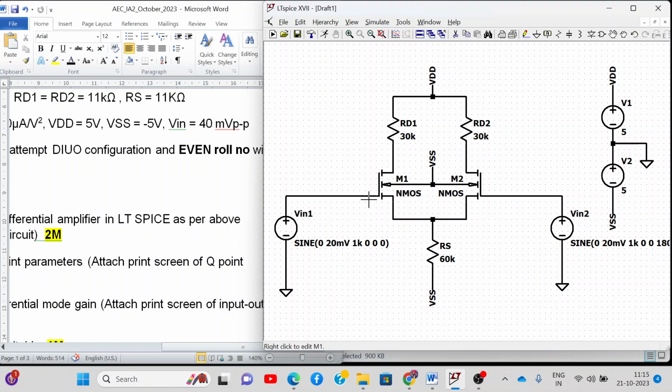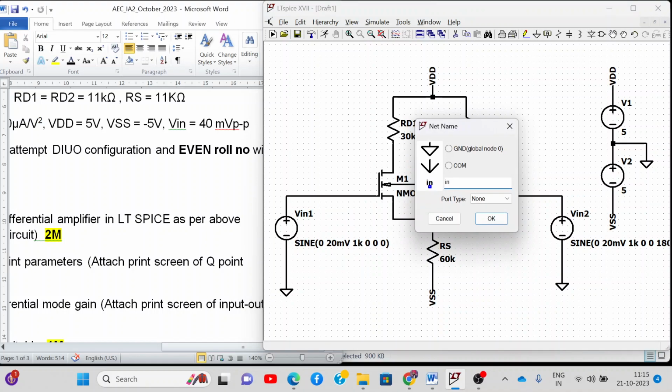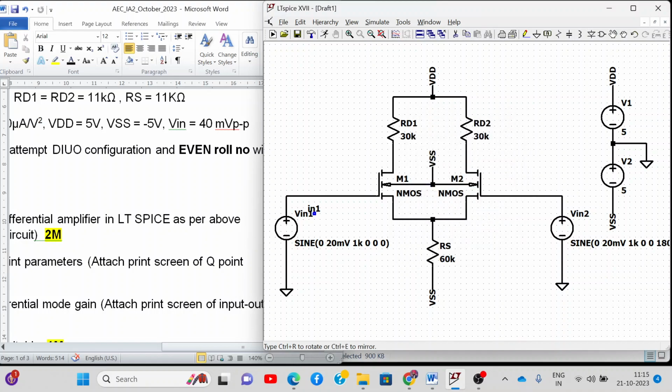So these are my differential inputs. Then I label this terminal as Iin1, and this will be Iin2. Input 2, input 1. So differential input will be Vin1 minus Vin2. Getting it? Okay. And I have to label these terminals also.